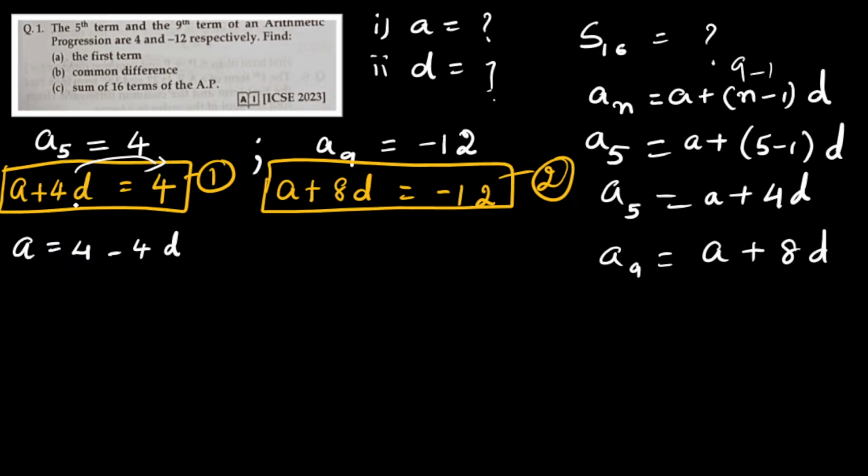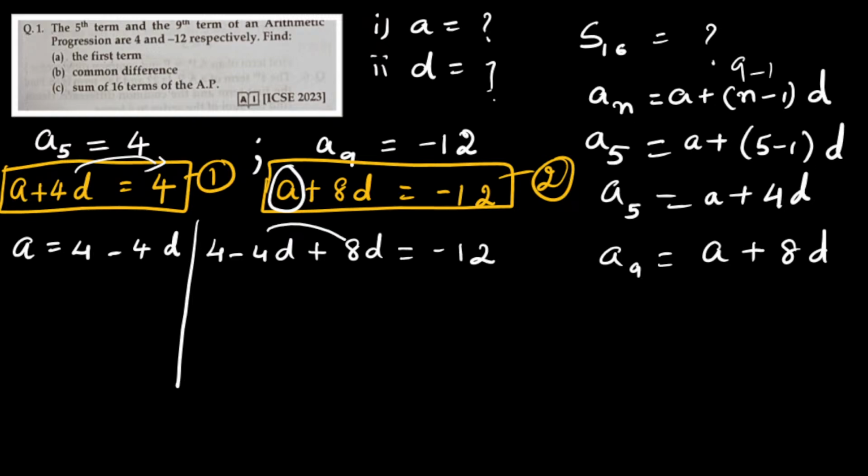I just shifted 4d to other side, so plus 4d, when we shifted to other side, it became minus 4d. And this value of a we will substitute in second equation. So at a's place here we have to write this value: 4 minus 4d plus 8d is equals to negative 12. So like terms you can solve here. So minus 4d and 8d, these are like terms. So 8 minus 4 is 4. So 4 plus 4d is equals to negative 12.